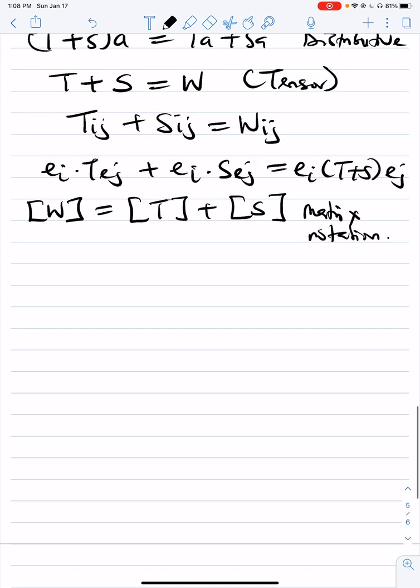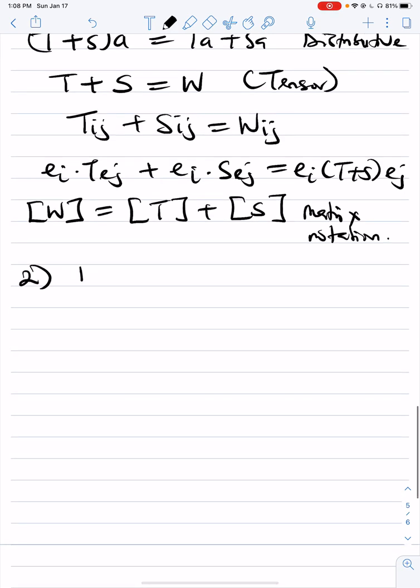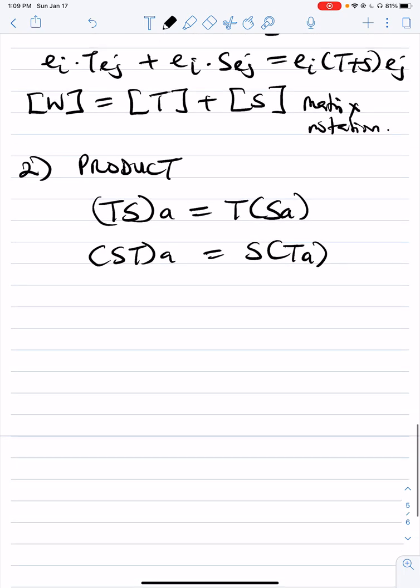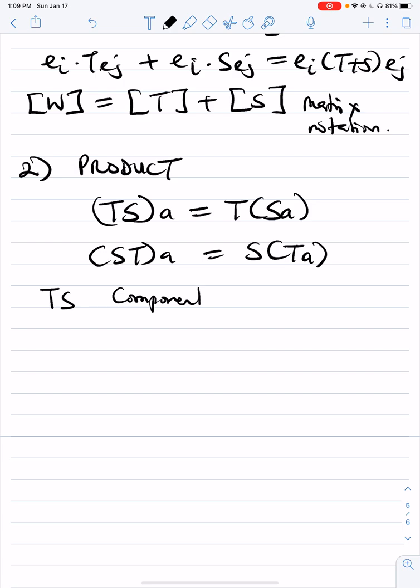So that's pretty straightforward for your addition. For product or multiplication, if you multiply, it's still the same as this, right? And if you do S T A, it's still the same as S T and A, right? Yeah. So let's look at the components of T of S.